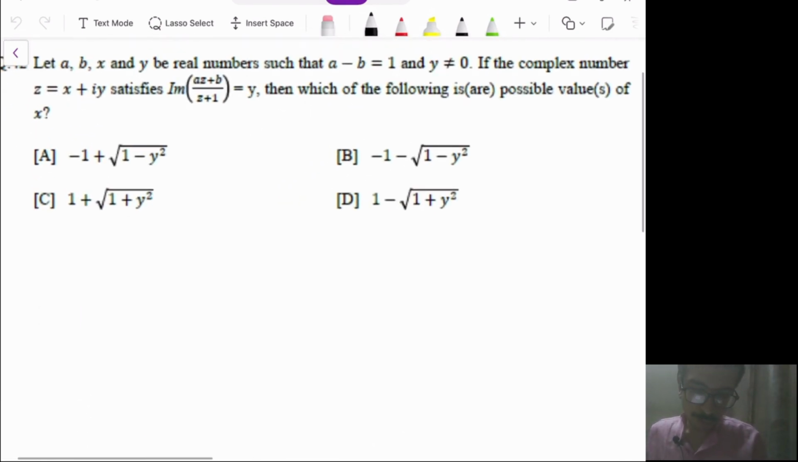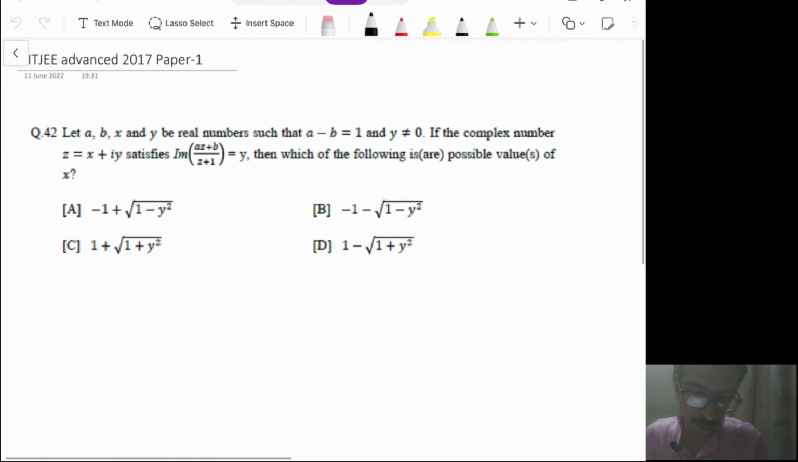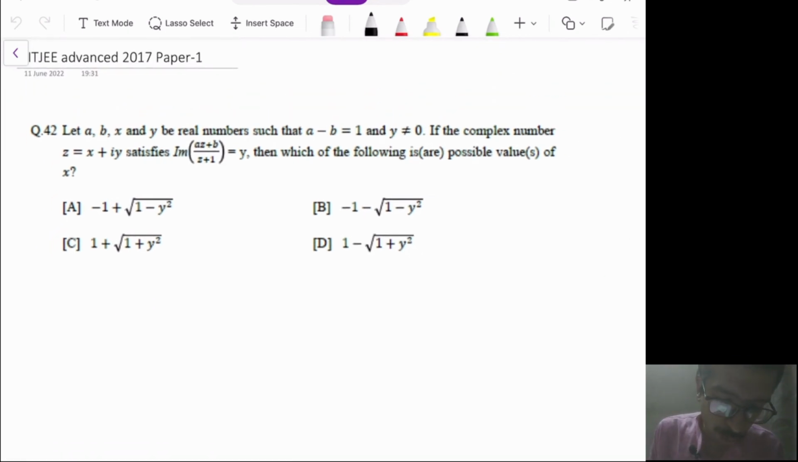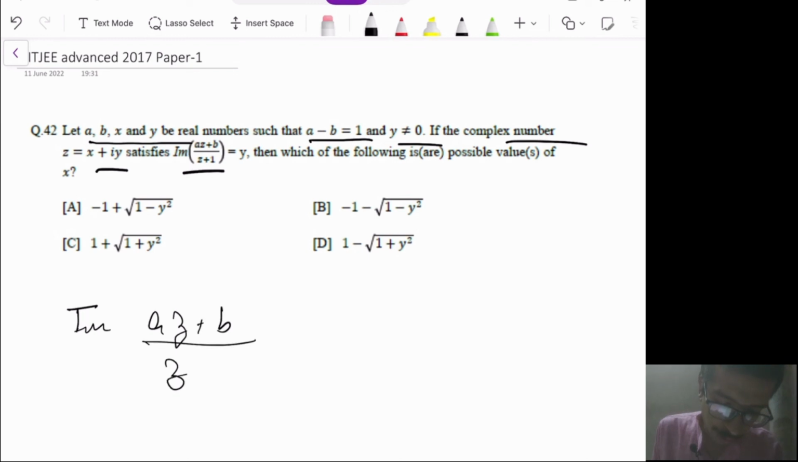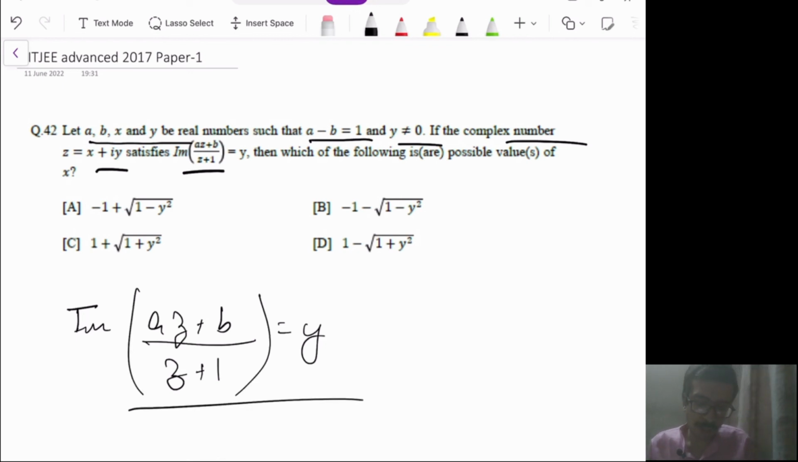So let's come to the final question which we will solve in this video. Here we are given four real numbers a, b, x and y, and we know that a minus b is 1 and y is not equal to 0, and z equals x plus iota y satisfies that the imaginary part of az plus b over z plus 1 is y. Then what are the possible values of x?